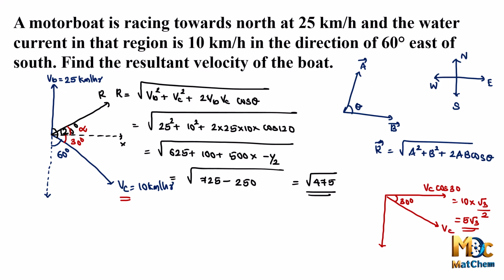In the same way, this part will become VC sin 30. What is the value of VC? 10 into sin 30, which is 1 by 2, is equal to 5. So this is equal to 5, and this part will become equal to 5 root 3.